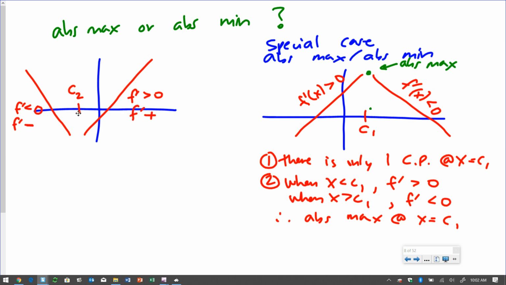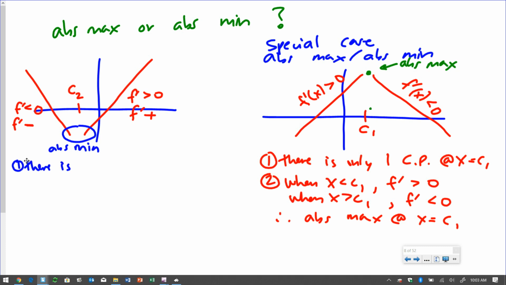Then at this critical point, not only is there a relative max, I mean, we already know there's a relative max, right? Because f prime changes from negative to positive. Sorry, relative min. Not only is it a relative min, because f prime changes from negative to positive, it is also an absolute min. So I'm going to focus on the absolute min part here. The justification looks like this.